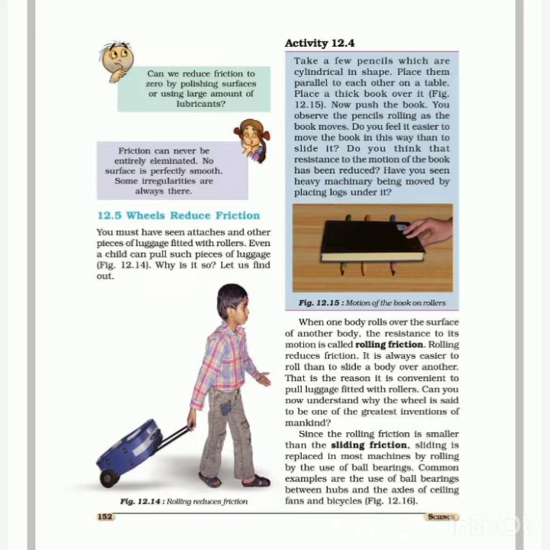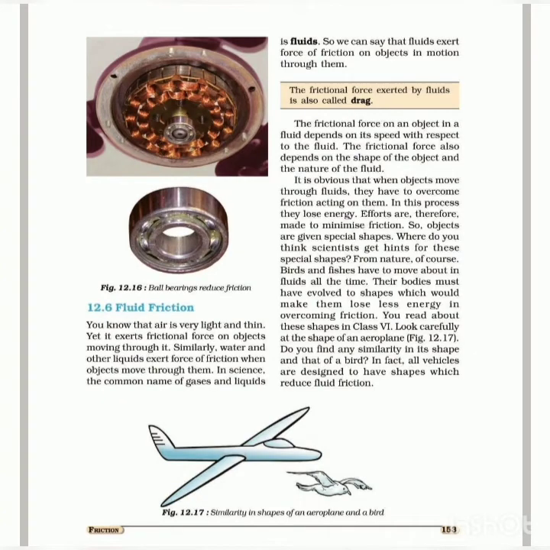Since rolling friction is smaller than sliding friction, sliding is replaced by rolling by the use of ball bearings. A common example is the ball bearing between the hubs and axles of ceiling fans and bicycles. See the picture of the ball bearing reducing friction.